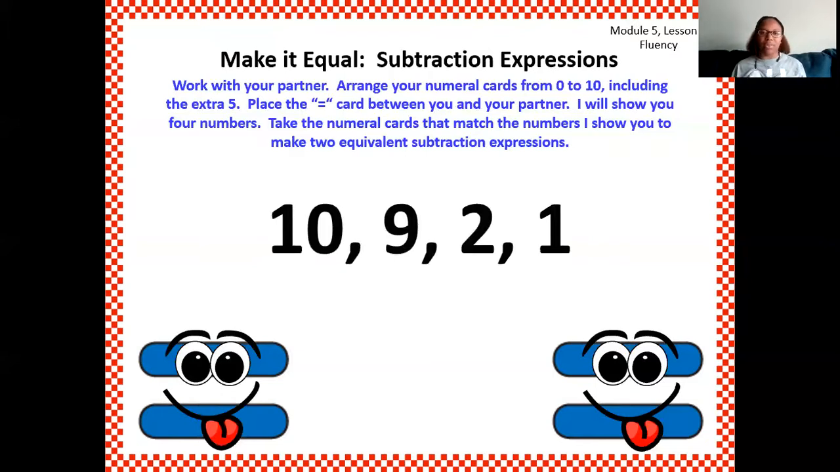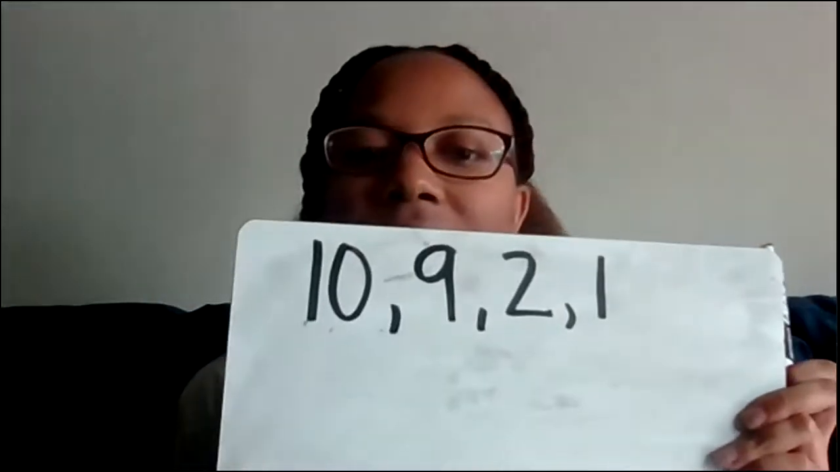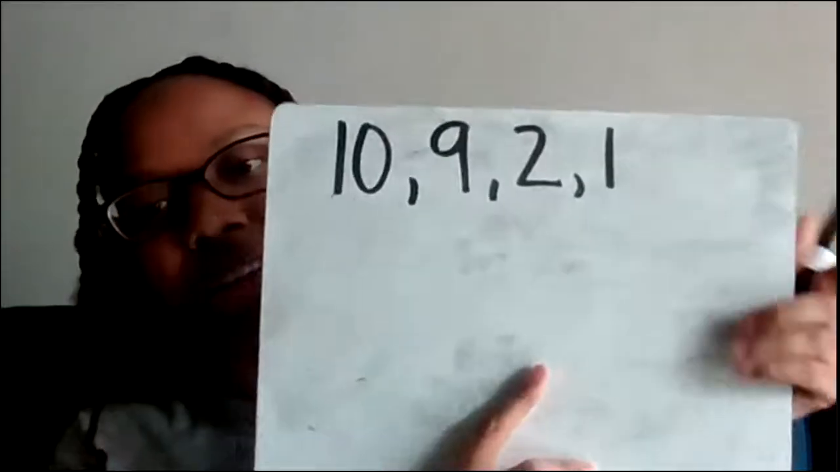So for our first one, we have the numbers 10, 9, 2, and 1. So let me write these on my whiteboard. And if you want to solve this one with me, that is fine as well. So let me stop sharing my screen for this one because I actually have a whiteboard with me. All right, so I have the numbers 10, 9, 2, and 1. But I want to make equal expressions. But I also want to do subtraction.